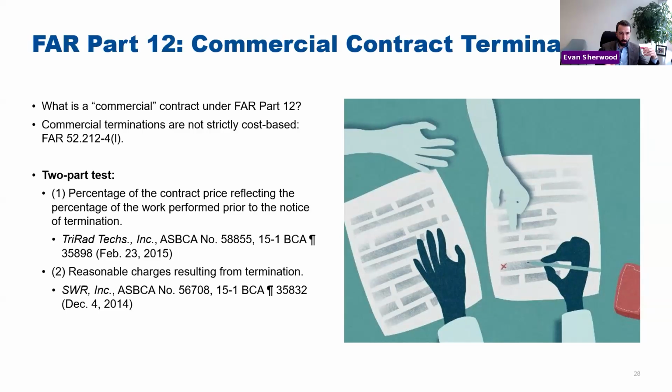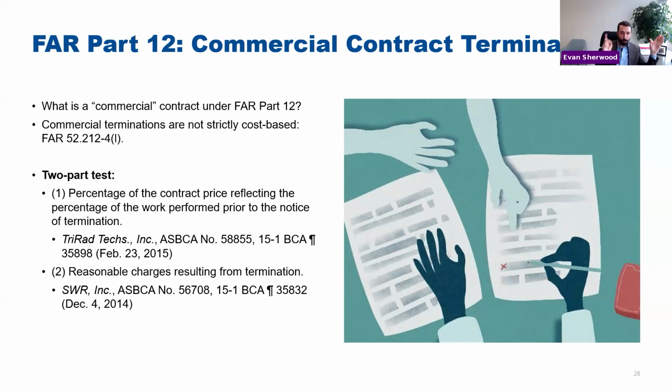FAR Part 12 contracts have their own termination for convenience clause. It's in FAR 52.212-4(l). That has a two-part test. It's a little different from what we've been talking about. It focuses on price. The first prong, percentage of the contract price reflecting the percentage of the work performed prior to the notice of termination. So you look at how much work did we do up to the point of termination, what percent of the price is reflected in that work, that's what you get.